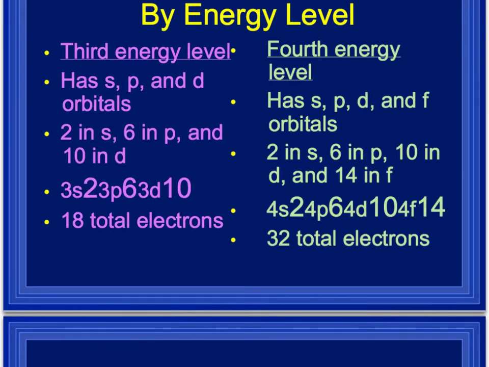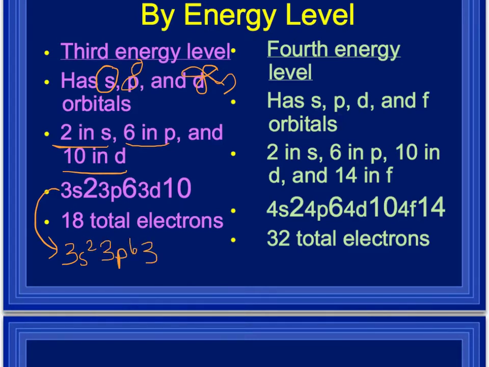The third energy level has s, p, and d orbitals. So we have circular, dumbbell, and then the double dumbbell orbitals. And so there's again going to be 2 electrons in the s orbital, 6 in the p, and 10 in the d orbital. So the way that we would write this one is 3s2, 3p6, 3d10. If we were to total this up, 2 plus 6 plus 10, that's 18. So there's a total of 18 electrons in this third energy level.